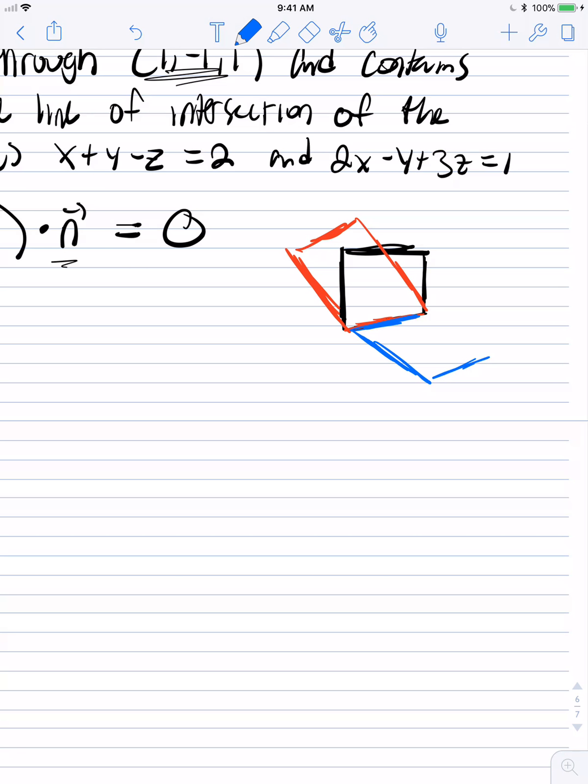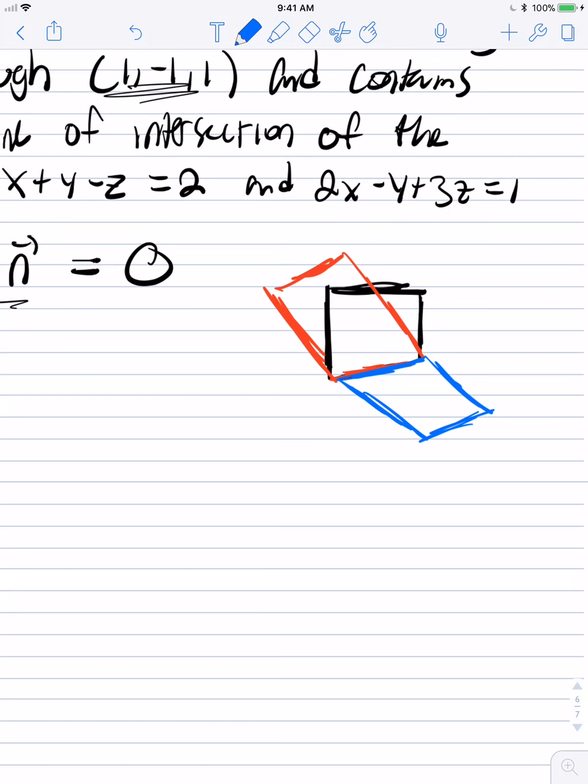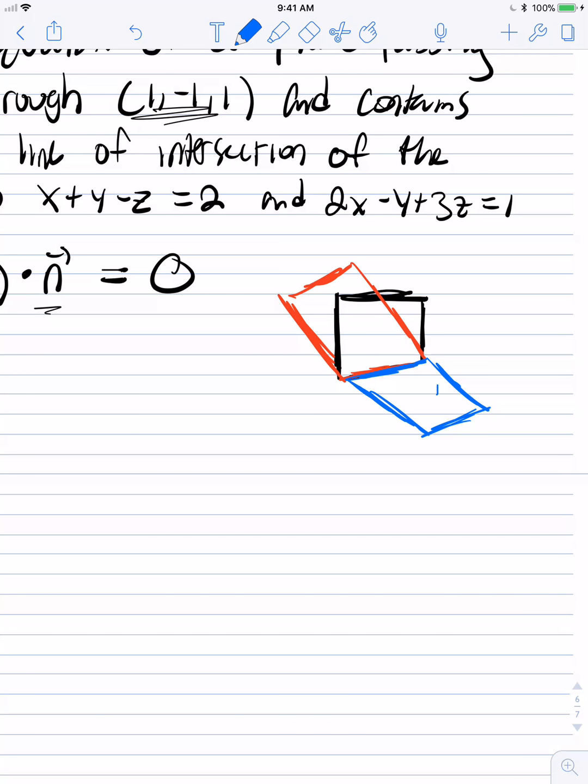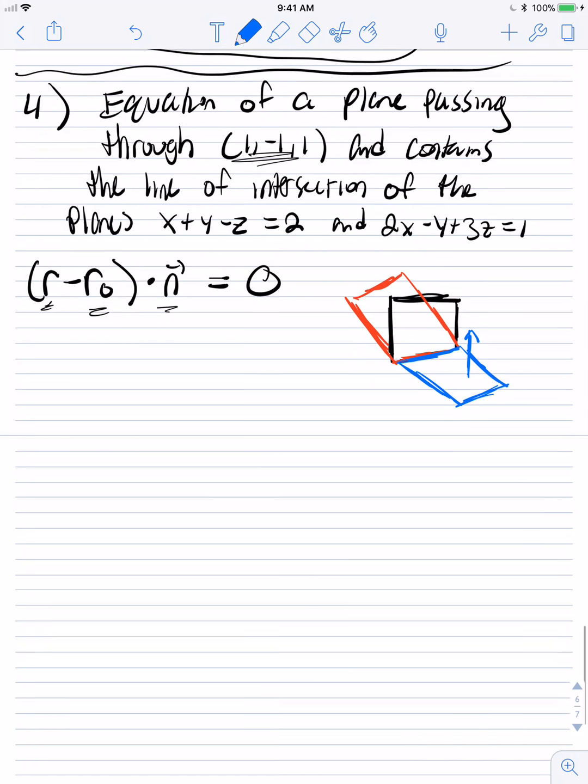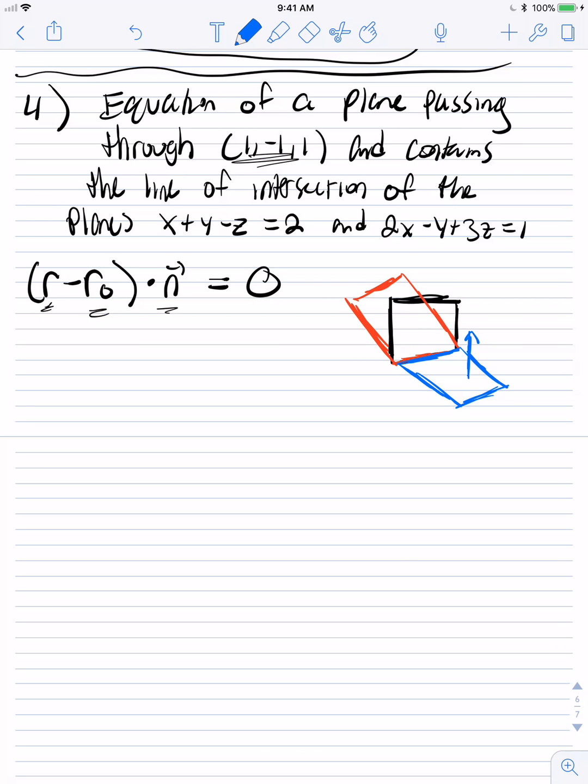And I'm just drawing a general plane. Right? And we need this normal vector, which points directly up, perpendicular to the plane. So that is our n vector. So that's what we need. So how do we get that?